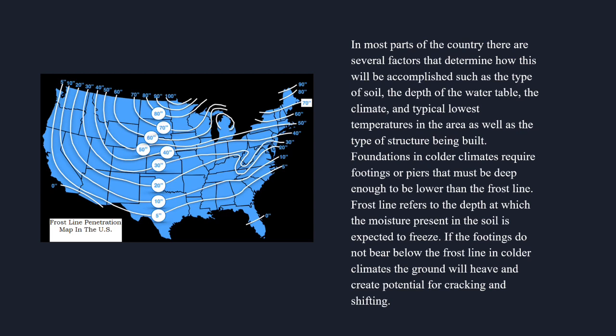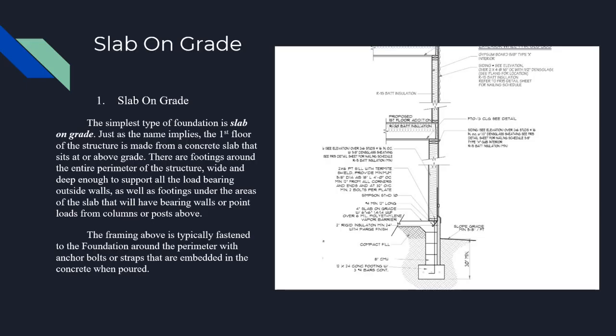In most parts of the country, there are several factors that determine how this will be accomplished, such as the type of soil, the depth of the water table, the climate, and typical lowest temperatures in the area, as well as the type of structure being built. Foundations in colder climates require footings or piers that must be deep enough to be lower than the frost line. The frost line refers to the depth at which the moisture present in the soil is expected to freeze. If footings do not bear below the frost line in colder climates, the ground will heave and create a potential for cracking and shifting.